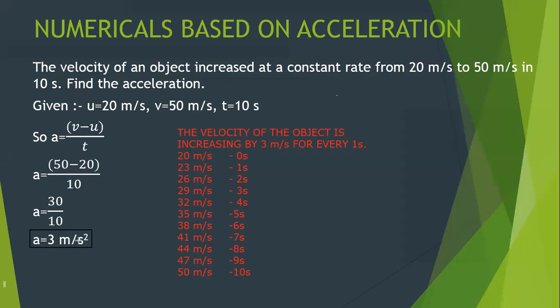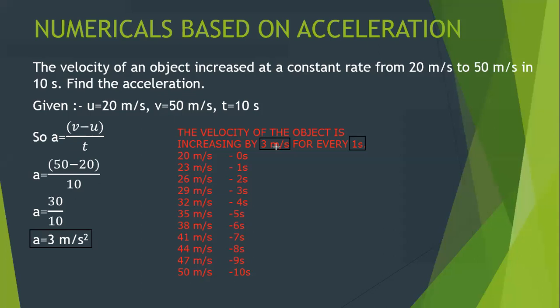So you may be wondering, what does a second square mean? It means that the velocity is increasing by 3 meter per second. How much is the velocity increasing? By 3 meter per second for every 1 second. So how many times does the word second appear in this statement? You will find 3 meter per second for every 1 second. So second and second are twice. So that's why if you use it, it will become meter per second square.